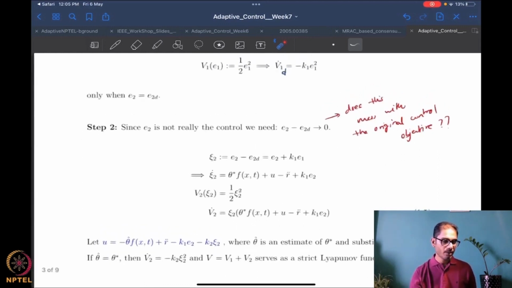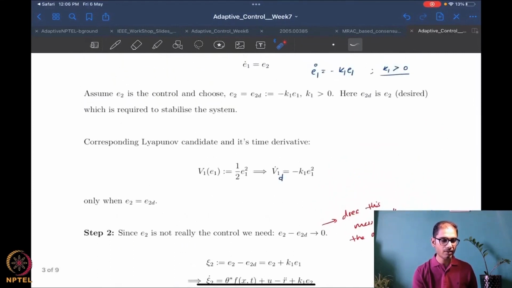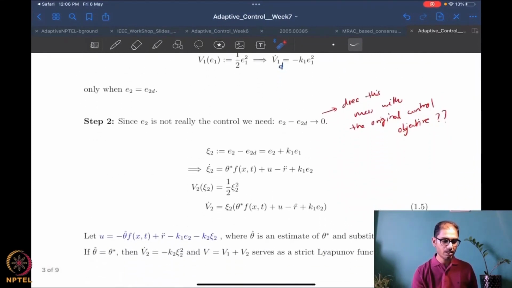All right. So what we do is, because we want to drive e2 to e2 desired, we define a new variable psi2, which is the error between e2 and e2 desired. This is what we've always been doing. Whatever we want to drive to 0, we define a new variable. So psi2 is e2 minus e2 desired. And if I plug in for e2 desired, because it was minus k1 e1, I simply get psi2 is e2 plus k1 e1.